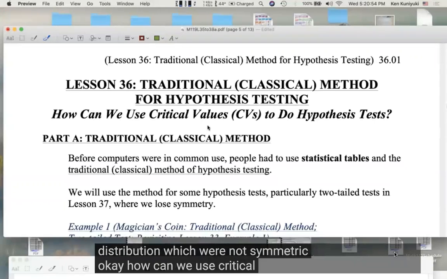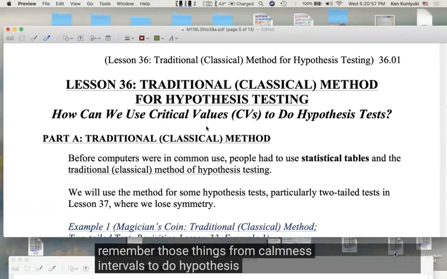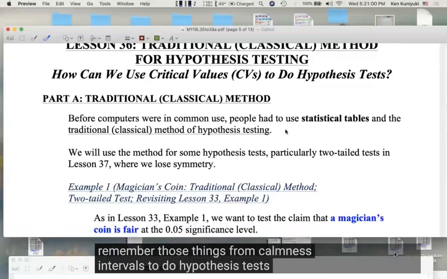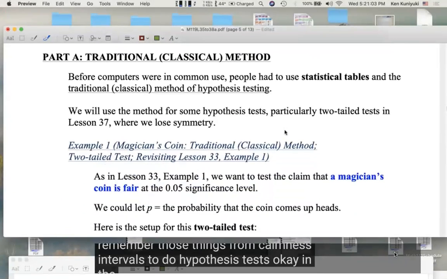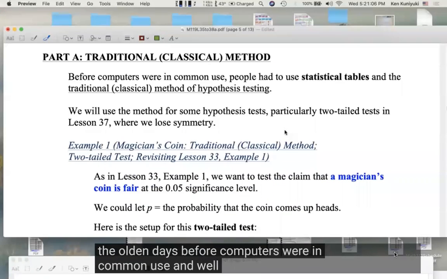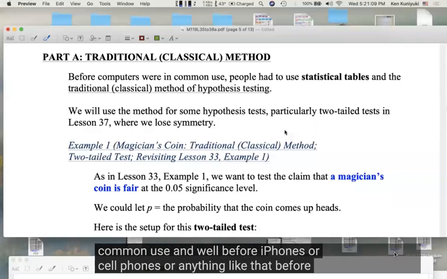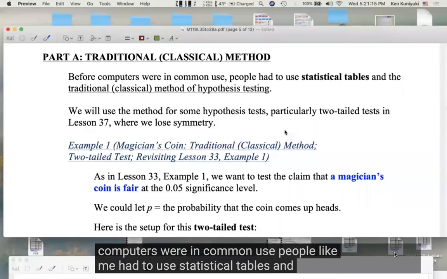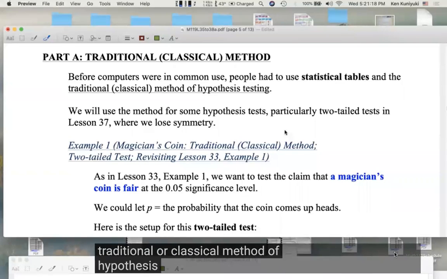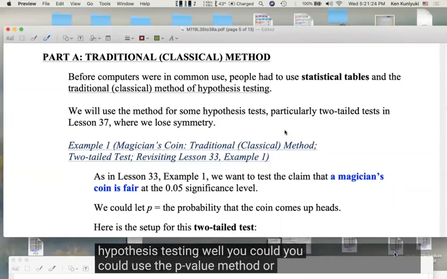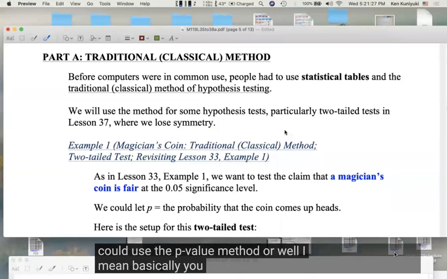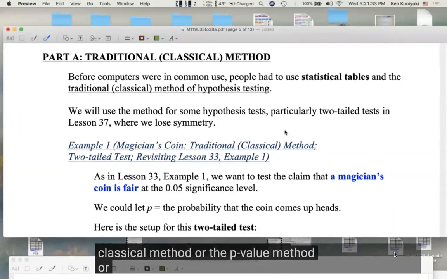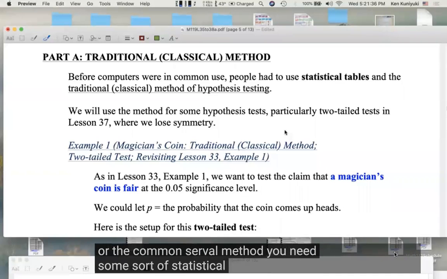Okay, how can we use critical values, those things from confidence intervals, to do hypothesis tests? In the olden days, before computers were in common use, and well before iPhones or cell phones, people like me had to use statistical tables and the traditional or classical method of hypothesis testing. Well, basically you need a statistical table for any of these methods, whether it's the traditional or classical method, the p-value method, or the confidence interval method.